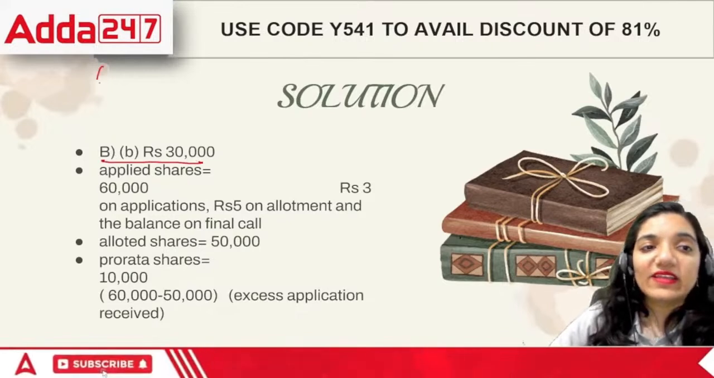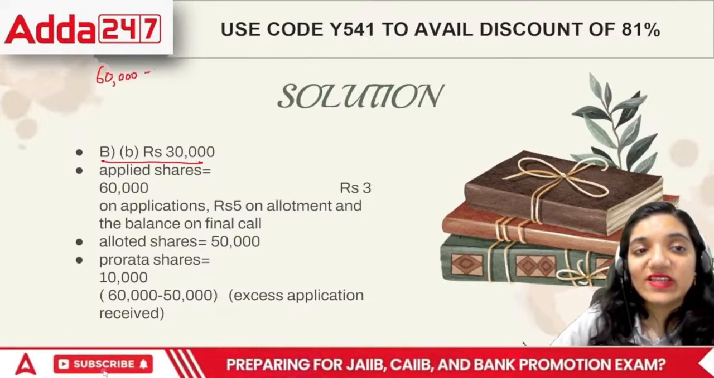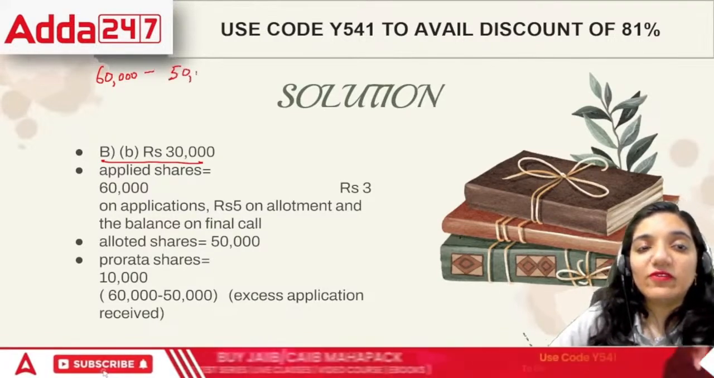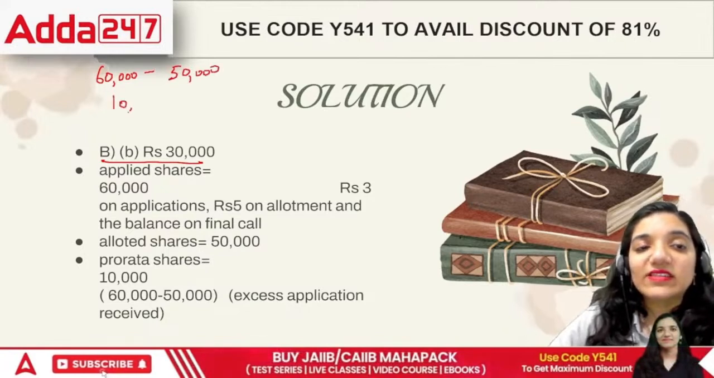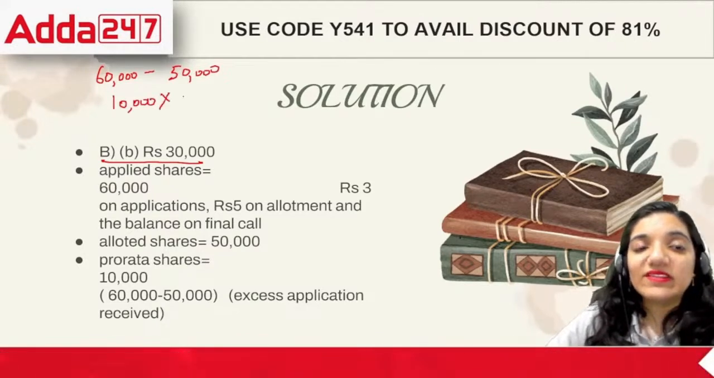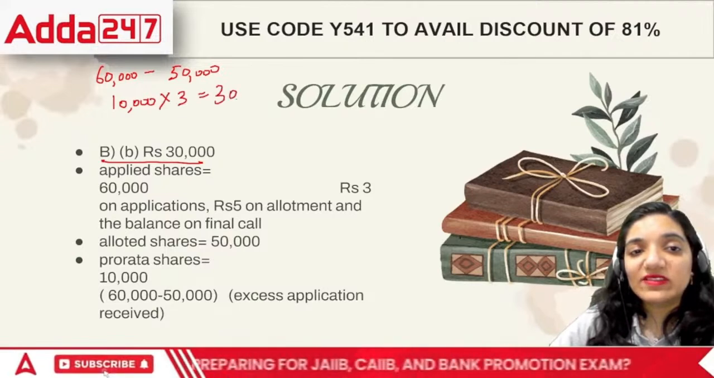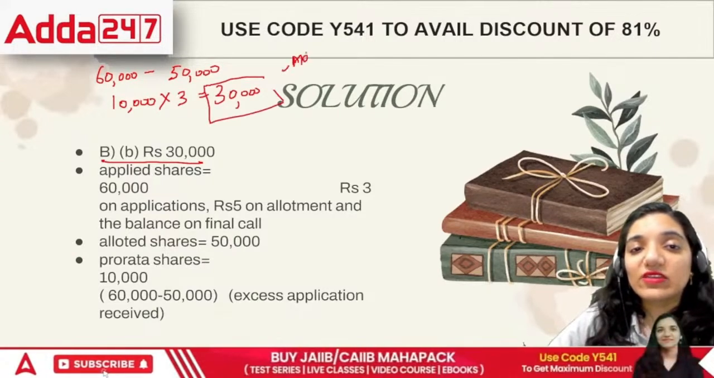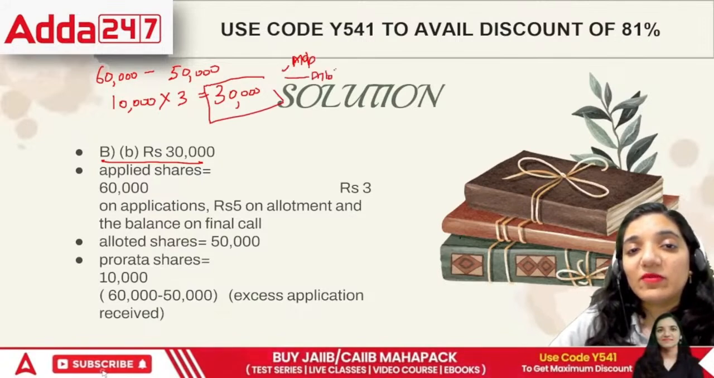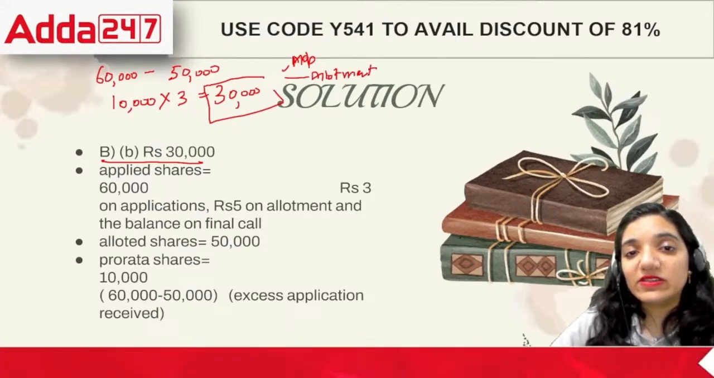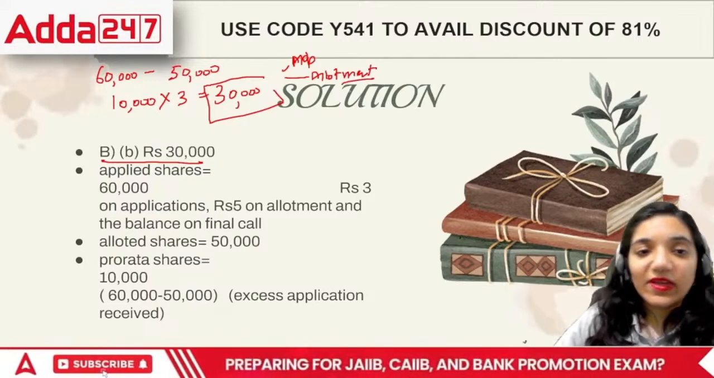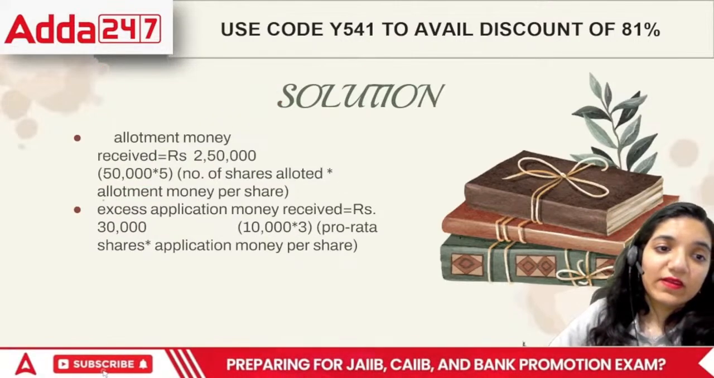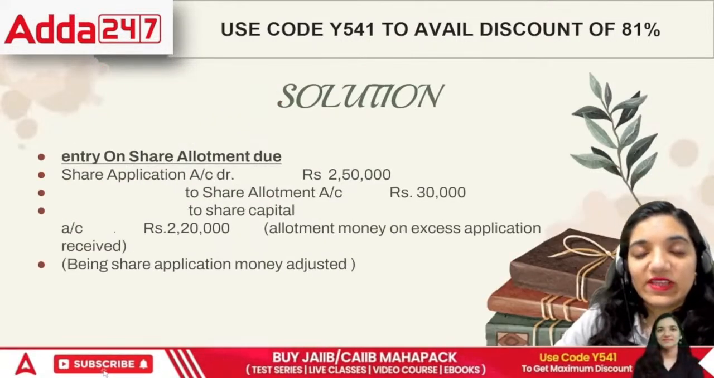Because this is a pro rata case. That means you applied for 60,000 shares, but the company was limited to only 50,000 shares, making 10,000 shares excess. Plus the application money was 3, so it means 30,000 rupees was excess. If this was received in application, then it goes to allotment. The remaining money would go towards allotment. Right? Now, let's move on towards the next point.